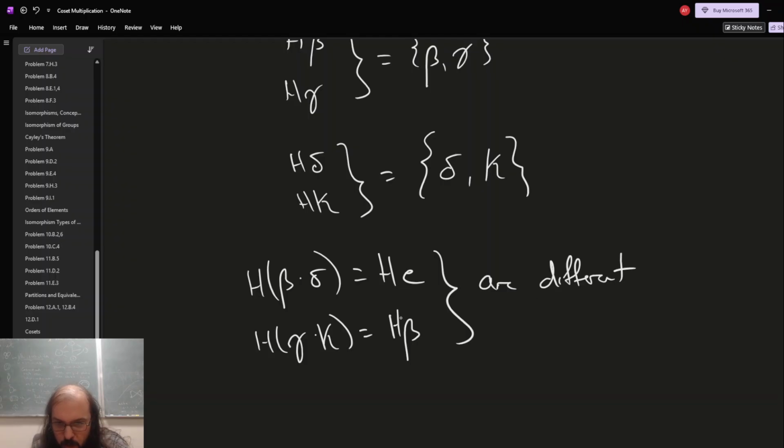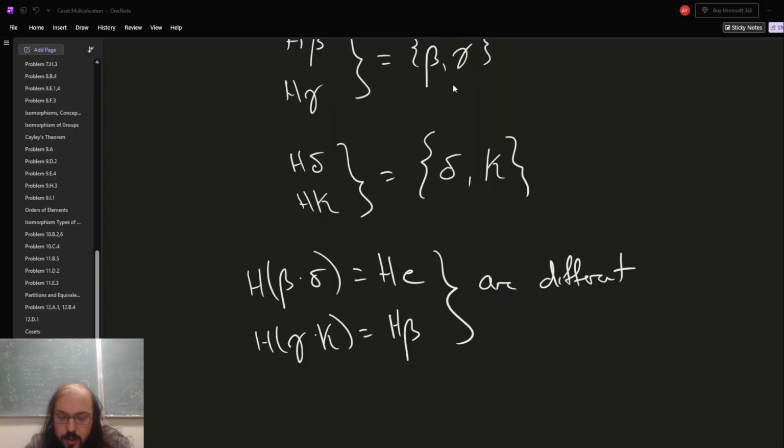And these are clearly different. The coset of the identity element is just the subgroup, whereas H beta is the thing I calculated above. And so coset multiplication is not usually going to make a well-defined operation on cosets of a subgroup. It's not going to happen.